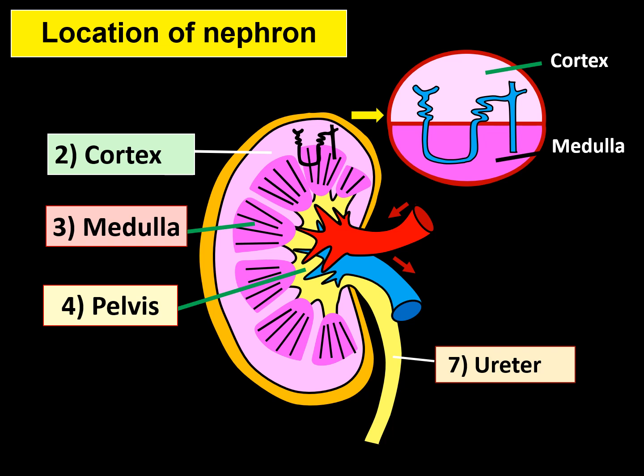The last slide here shows you the position of the nephron in the kidney. If you enlarge it, it looks like this. The upper part of the nephron is in the cortex. Only the loop of Henle is in the medulla.